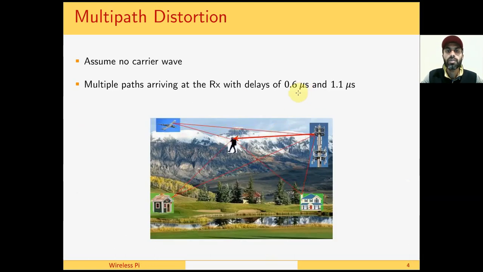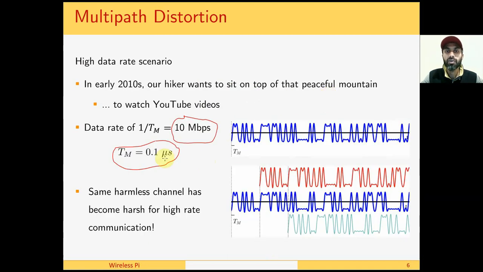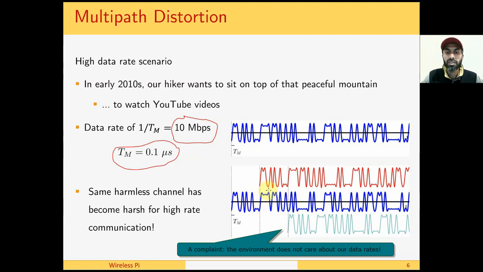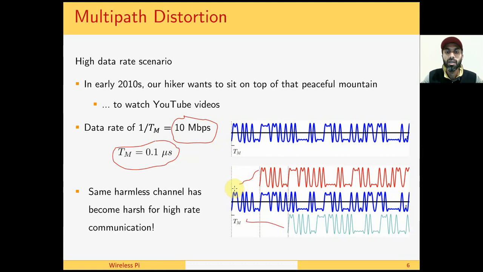When will the second path arrive? After 0.6 microsecond. The third path after 1.1 microsecond. These are a significant proportion of 0.1 microsecond now, and if we look at this figure, the symbol time has become very short. The second path is still arriving after 0.6 microsecond. The third path is still arriving after 1.1 microsecond. But the first symbol is now interfering with tens of symbols in the future.